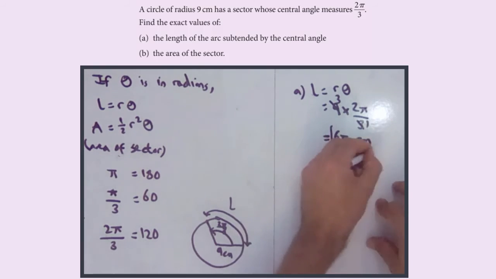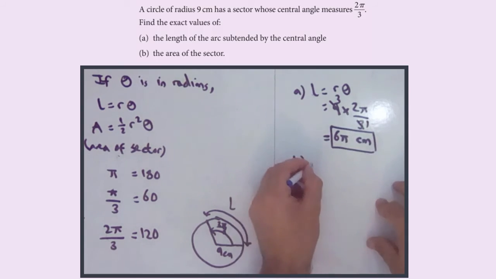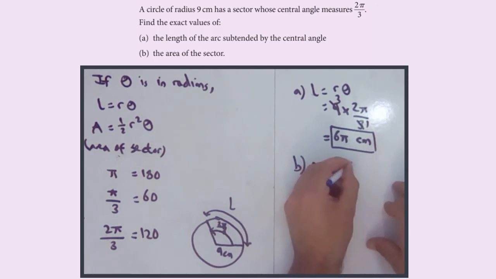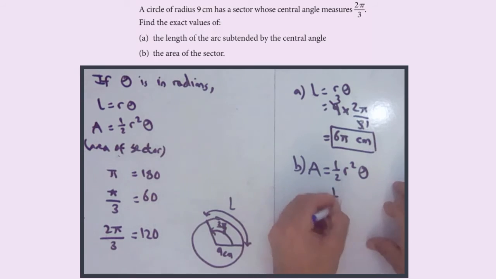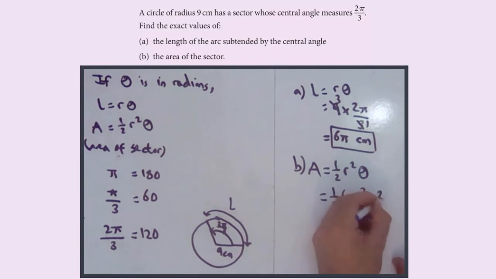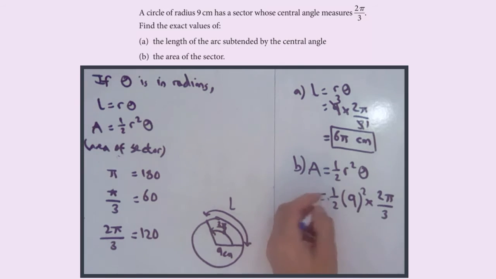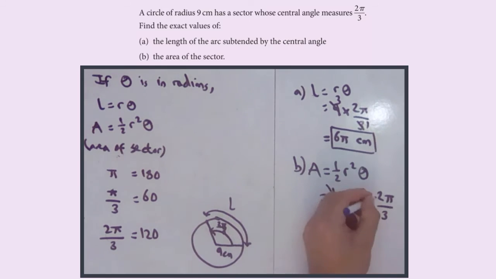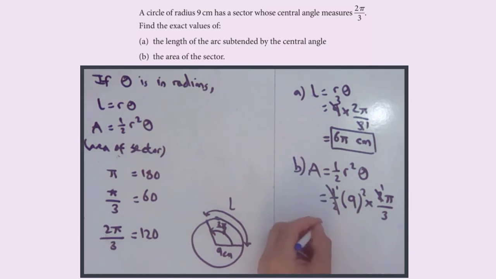centimeters. Part B, we want the area of the sector, which is 1/2 r squared theta, equals 1/2 times 9 squared times theta, which is 2 pi by 3. So you can cancel this half with that 2, which will help us a bit. Then you've got 9 squared over 3, or 81 divided by 3, which is 27. So that equals 27 pi, and the units are centimeters squared. And remember, that is exact.